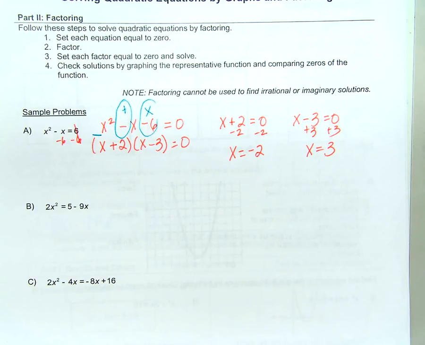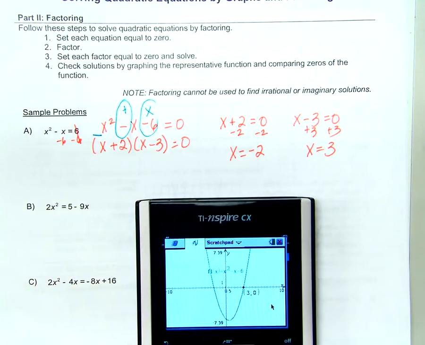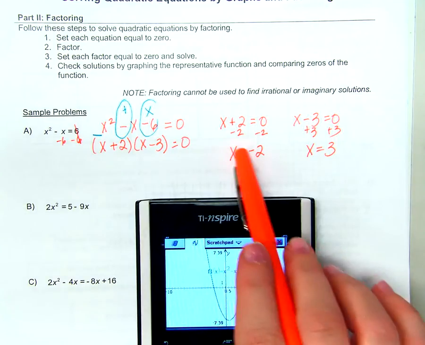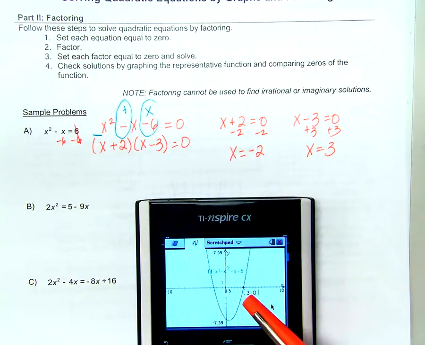X squared minus x minus 6. I'll show you in a minute. Or he can show you. Here's my graph. Look at my answers. X equals -2 and x equals 3. What is true about those answers and my graph?